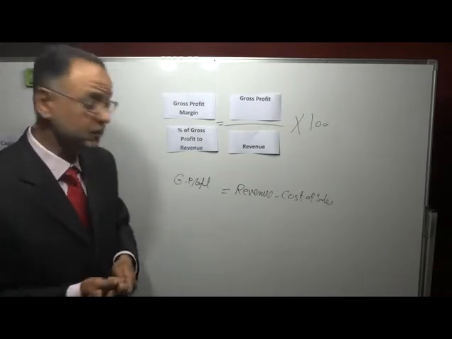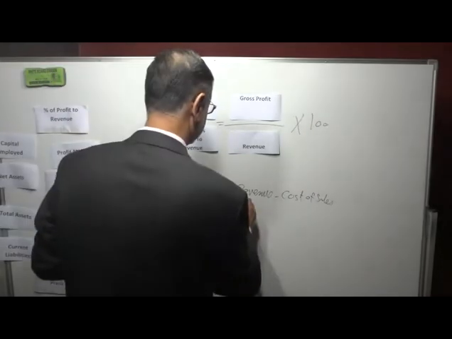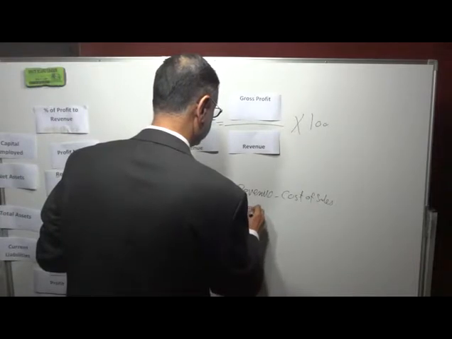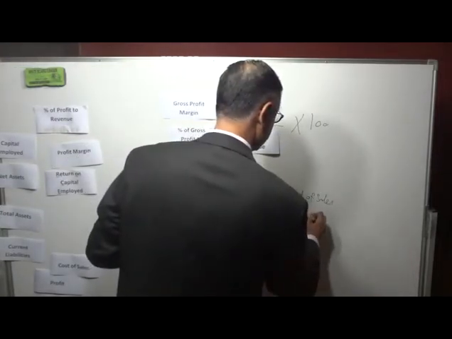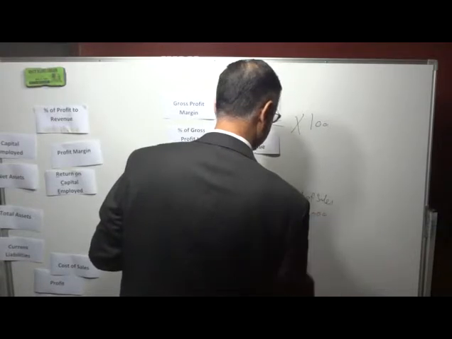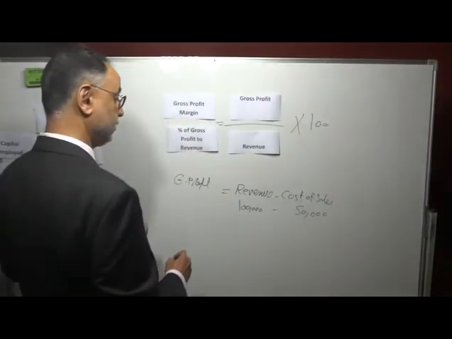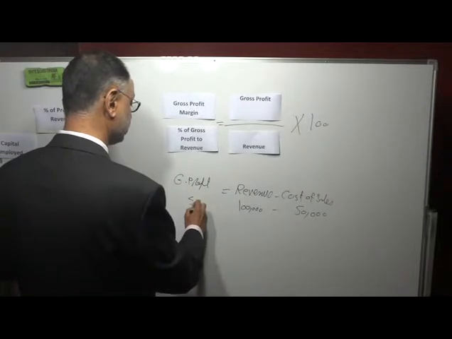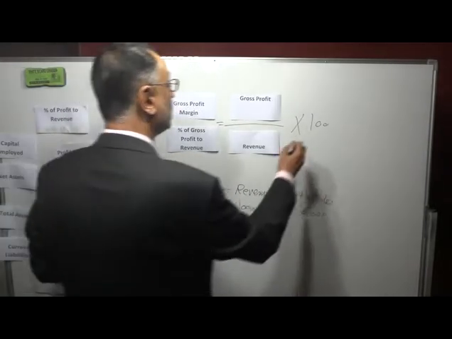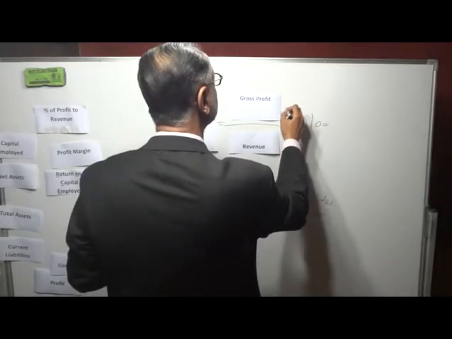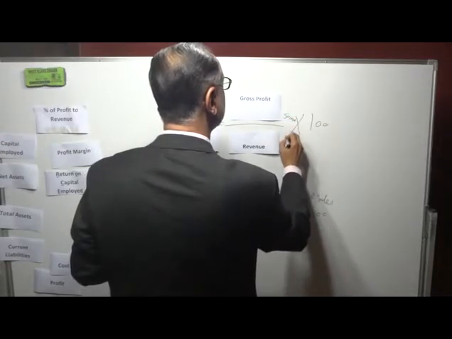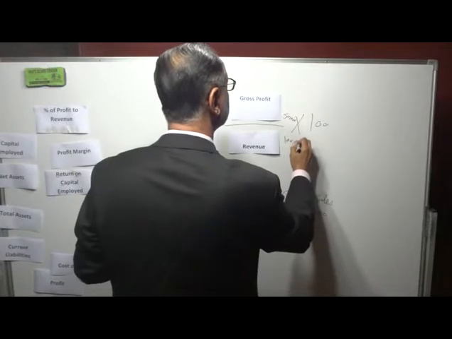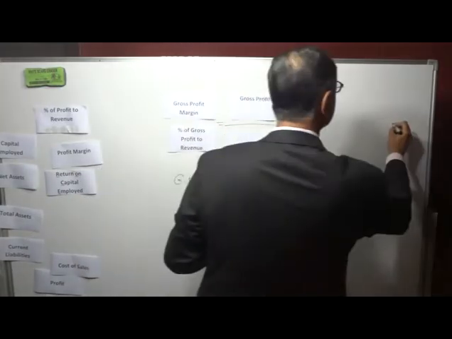Let's have some examples. Let's say revenue here was $100,000 and cost of sales is 50,000. We have 50,000 here. If you put it here, it's 50,000 over 100,000, 50%.